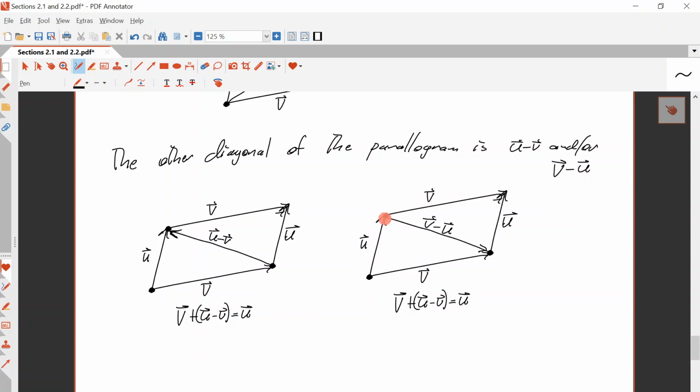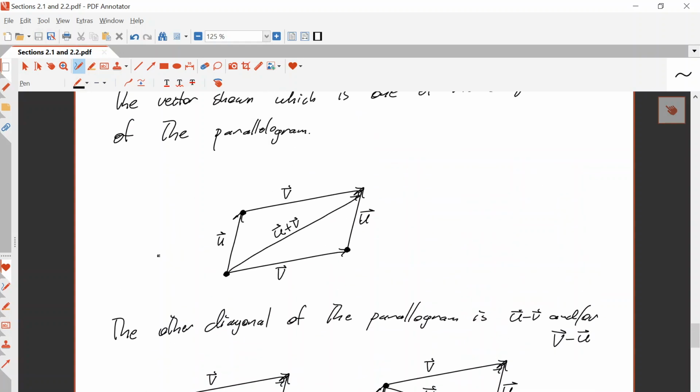Right, u plus this equals v. So u plus v minus u is just v. Depending on which direction, it's either u minus v or v minus u. So that's a neat property of that parallelogram.